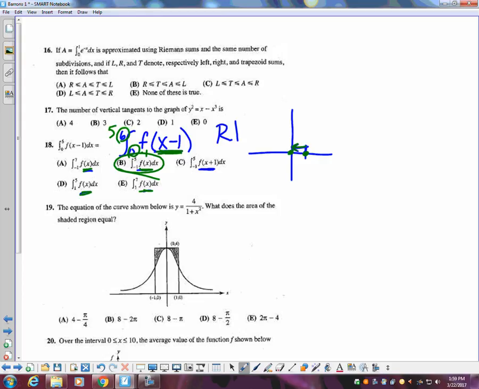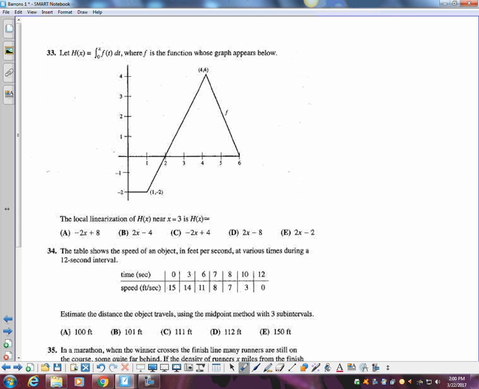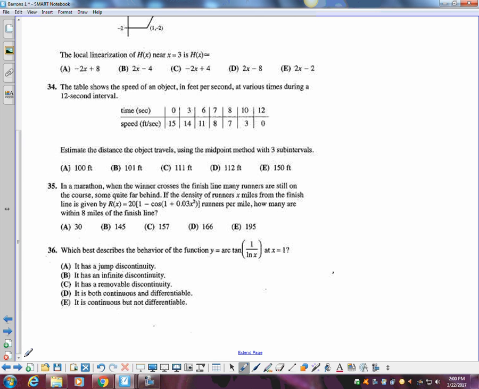Okay, next one is 35. In a marathon, when the winner crosses the finish line, many runners are still on the course, some quite far behind. If the density of runners x miles from the finish line is given by that, runners per mile, how many are within 8 miles of the finish line?